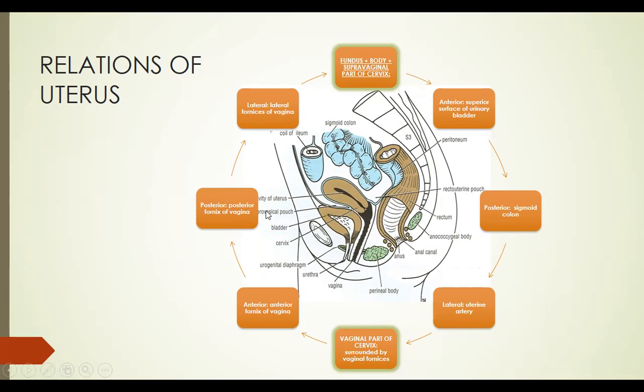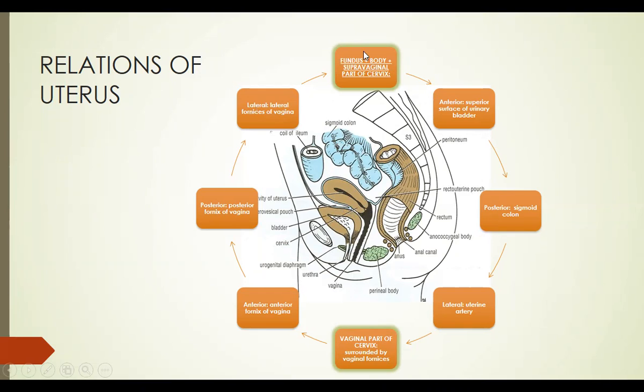The posterior fornix of the vagina. Posteriorly, we have the posterior fornix. Anteriorly, we have the anterior fornix, the anterior space. This is the posterior fornix, the space between the cervix and the posterior vaginal wall. Okay, so this is called the posterior fornix. Laterally, we have the lateral fornices. Anterior fornix, posterior fornix, and lateral fornix.